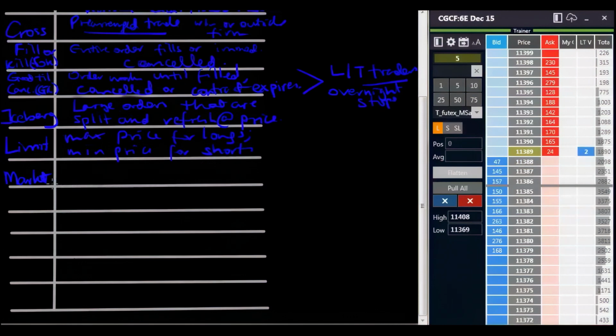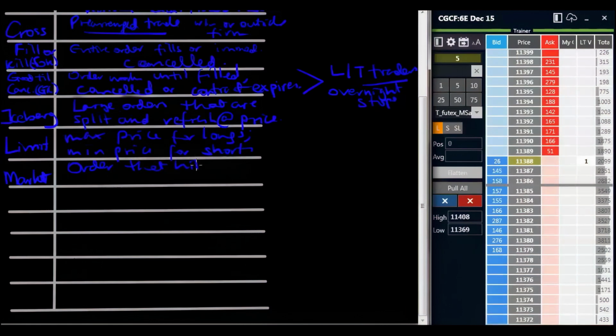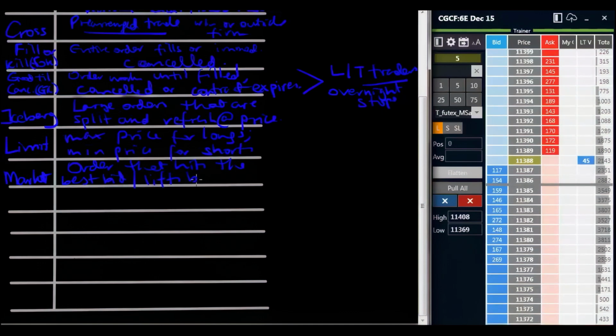So basically the market order is an order that hits the best bid or lifts the best offer. It's basically a market order.